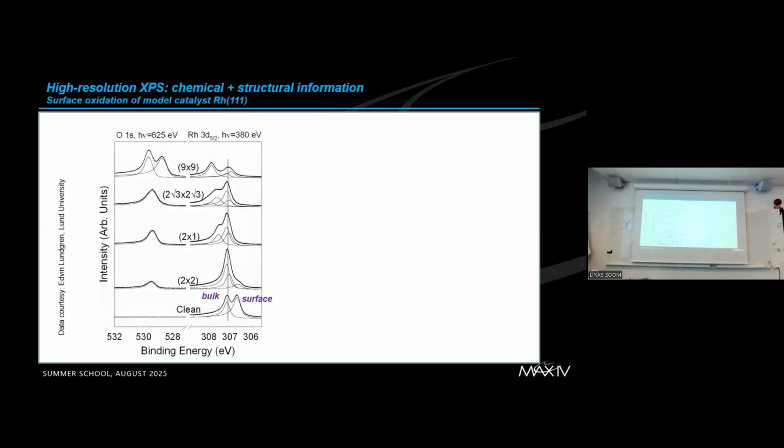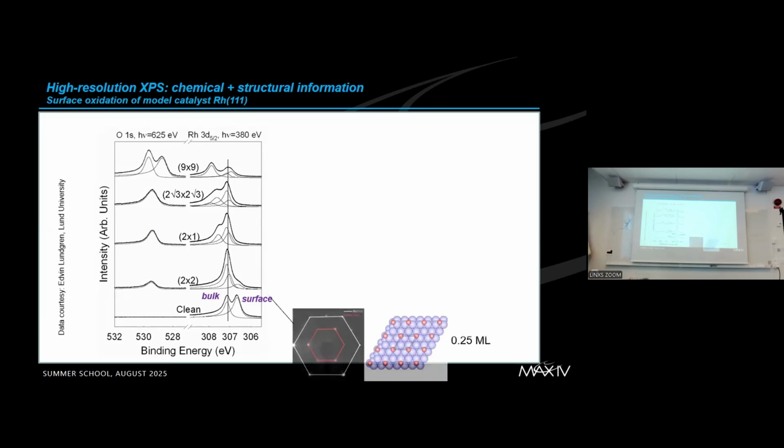Here is another example. This is more towards catalysis. This is a rhodium surface, and this is stepwise oxidation of a rhodium surface. So we start with this rhodium 3d spectrum here. On the clean rhodium, it has two components, a bulk and a surface component. This is what we already have seen.